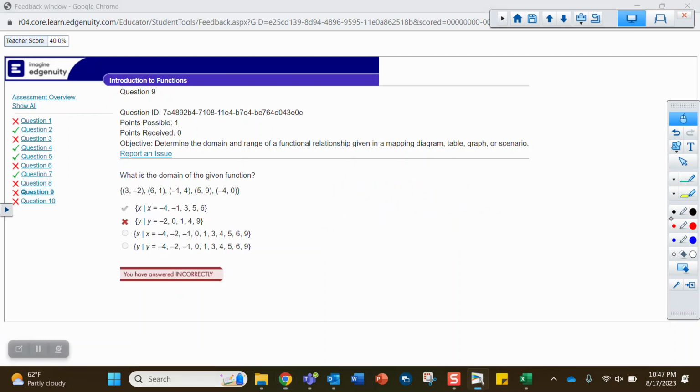Number 9 asks for the domain. Again, remember the domain is the x. And so you've selected one that was the y. We want just the x values. We want them listed in numerical order. We don't want to list any repeats. So -4, -1, 3, 5, and 6.